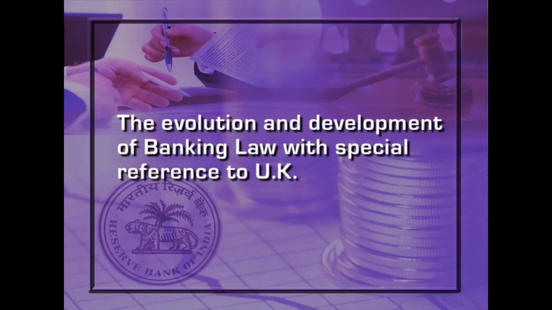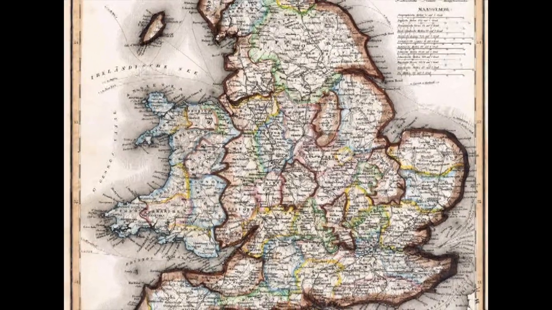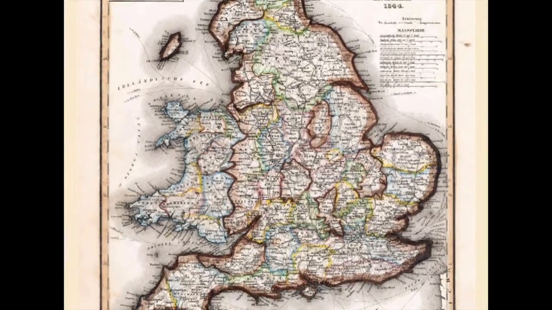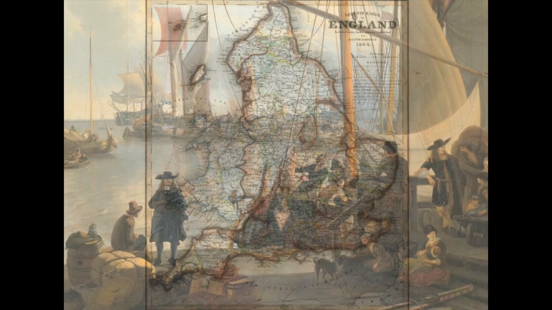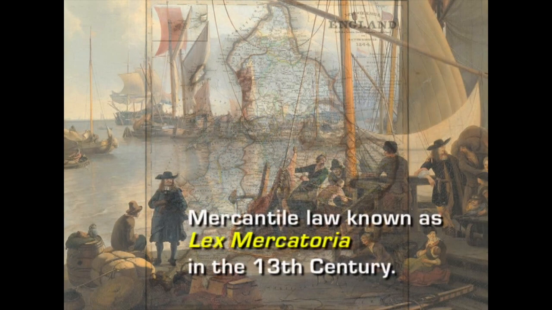Let us now look at the legislative history of banking, its evolution and development. Let us also take up the evolution and development of banking law with special reference to UK. The law of banking was originated in the present form in England under law merchant as part of mercantile law, known as Lex Mercatoria in the 13th century.